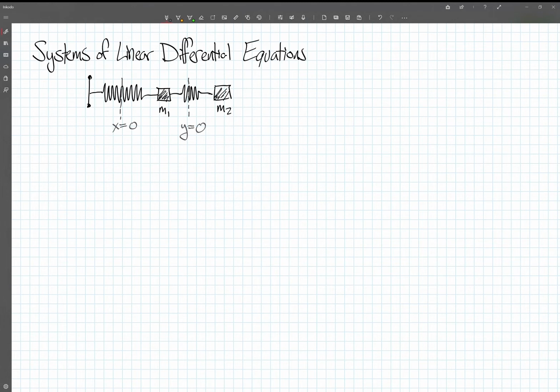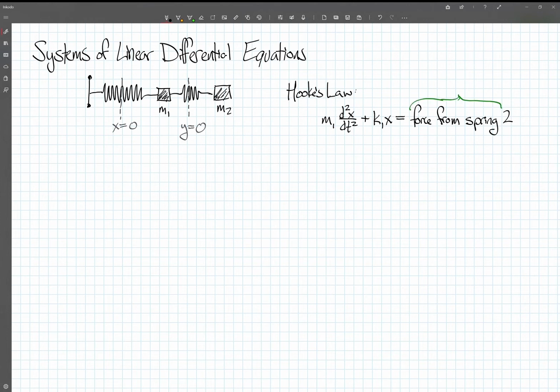What does Hooke's law say in this situation? On the left-hand side, if we just think about what x does, we have the ordinary left-hand side for Hooke's law, right? Some multiple of m1 times the acceleration plus k1x, that's the force from spring 1, should equal the right-hand side. But what's the right-hand side? Well, the thing pulling on spring 1, the thing imparting additional acceleration to spring 1, is the mass at the end of spring 2. What is the force imparted from spring 2? Well, it'll be k2, that's the spring constant for the second spring, times the difference in the two current positions. So that's an equation involving x.